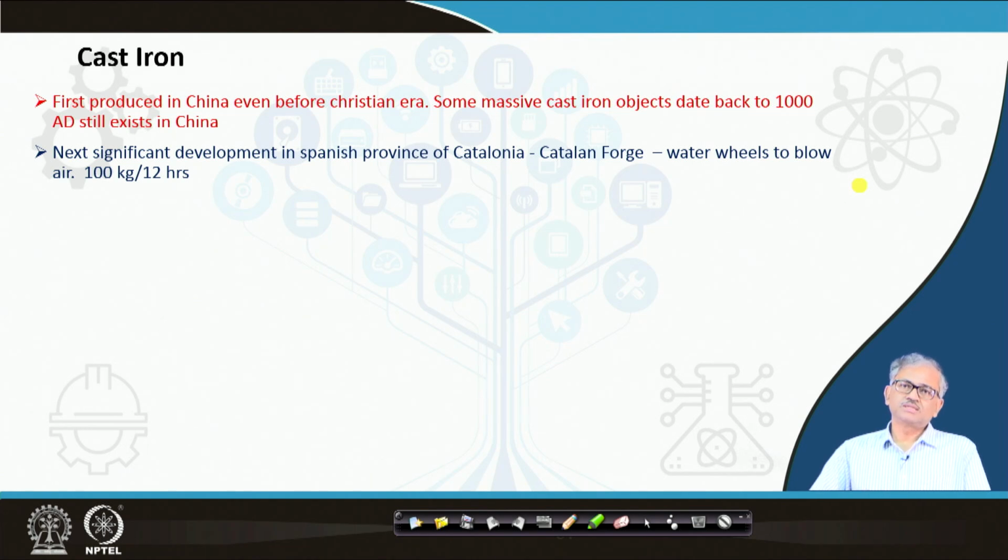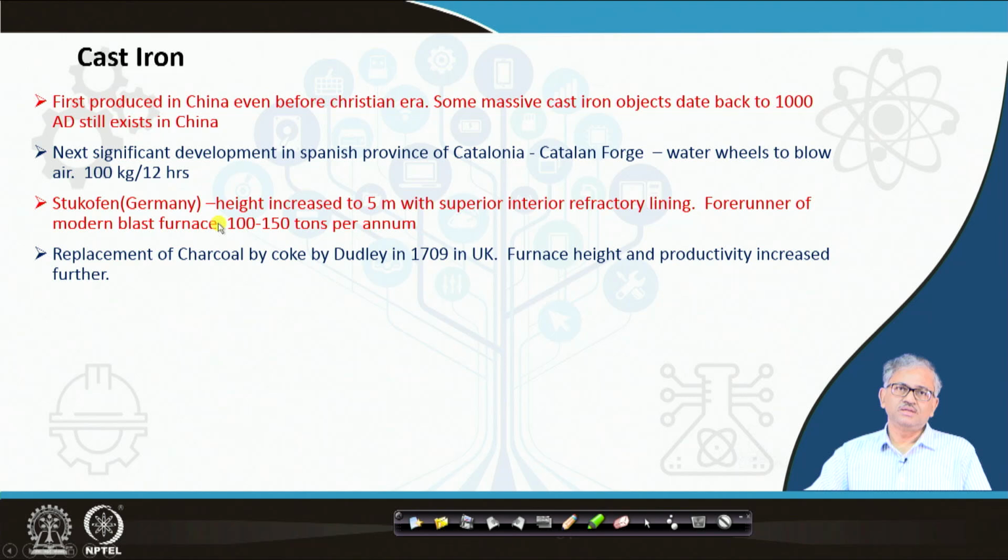So, partial pressure is high, so you can attain a little higher temperature also, because the reaction kinetics will be faster. At that temperature it was possible to melt the iron, carbonized iron I will say. It is not pure iron, but carbonized iron, which melts around 1200 degrees centigrade. That temperature was possible with water wheels blowing the air, and they used to produce around 100 kg per 12 hours. So, it is significantly increased.